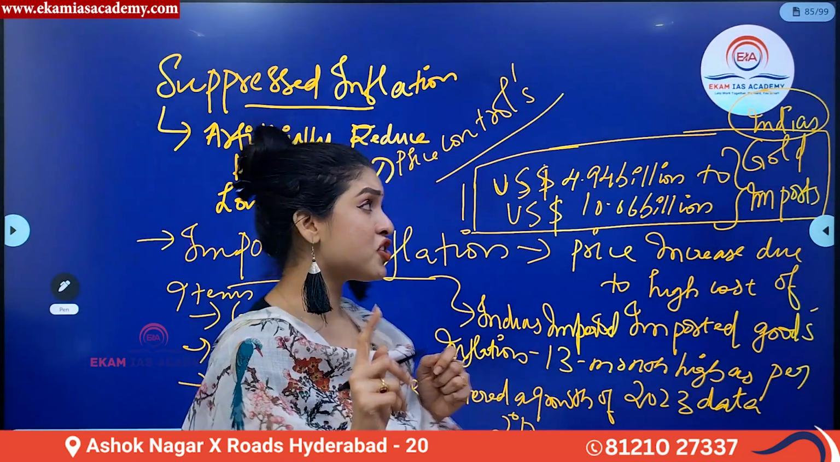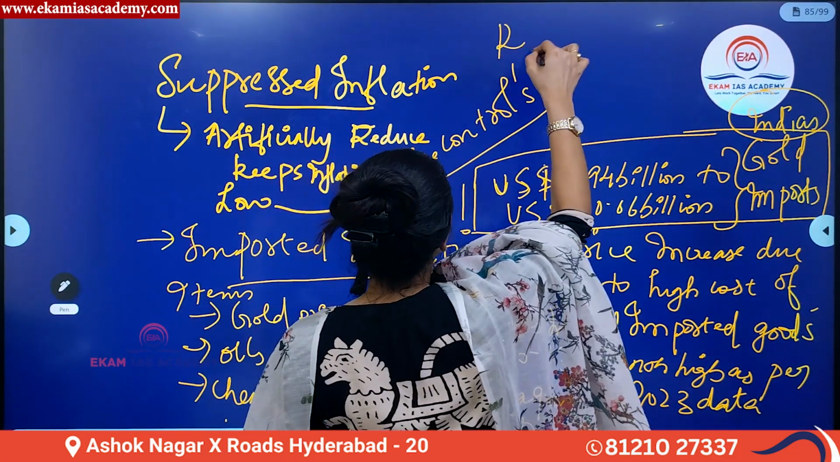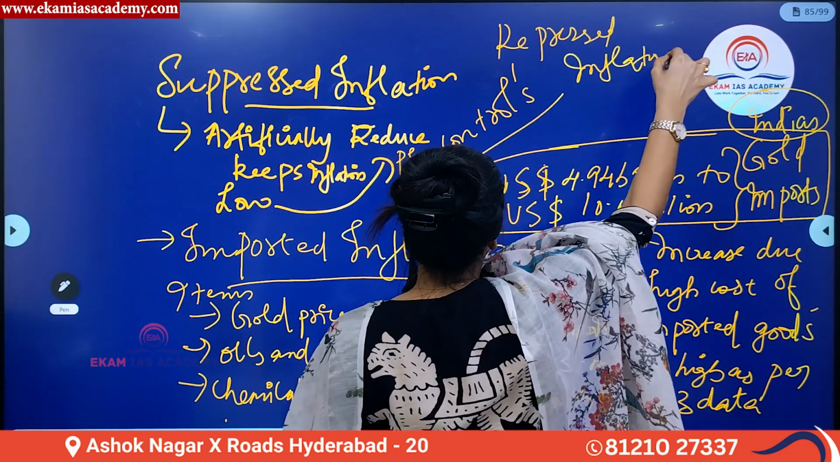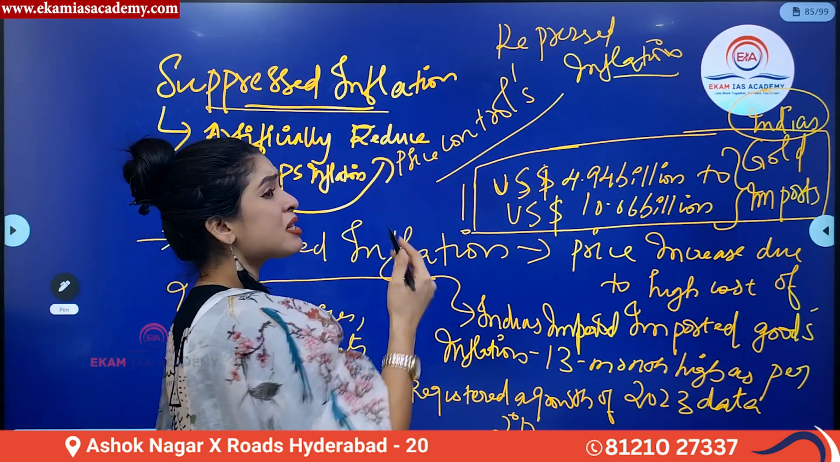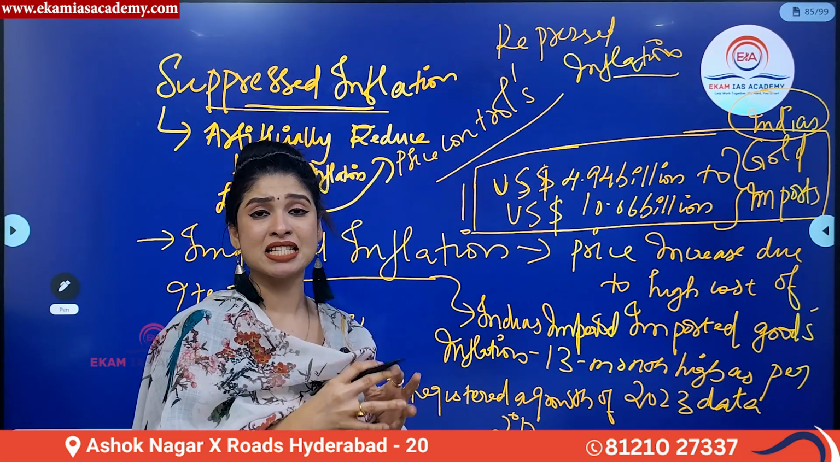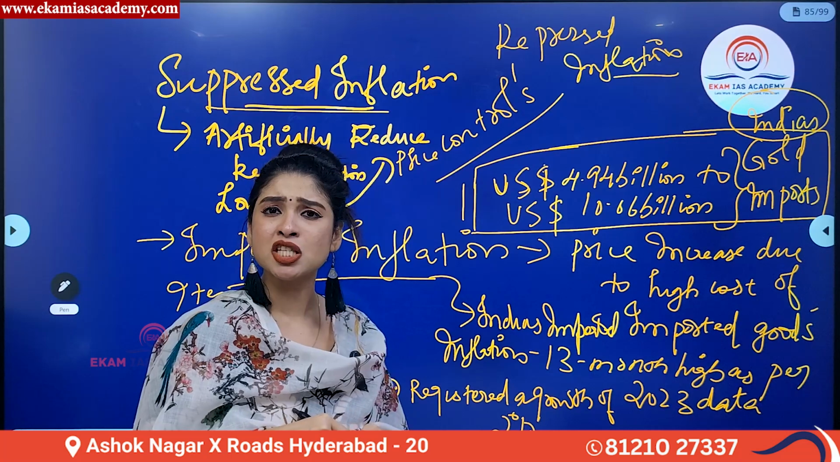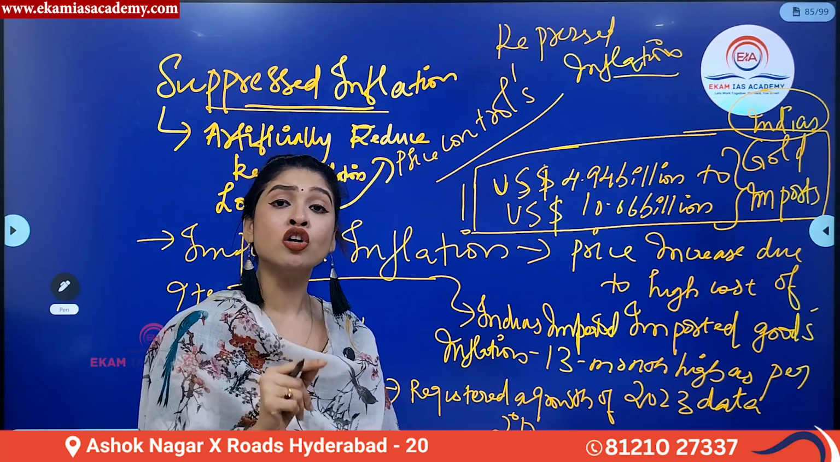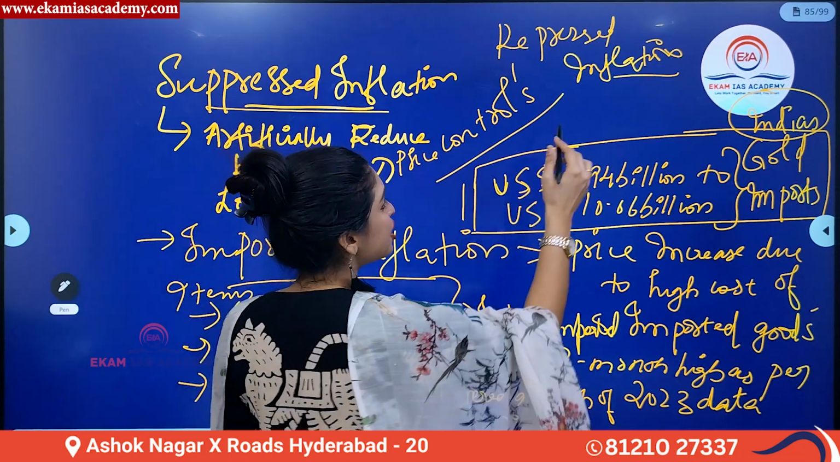This suppressed inflation is also called repressed inflation. This is another terminology for suppressed inflation. Now, during the suppressed inflation, when the government is artificially trying to keep the prices at a lower rate, do you think it is good for the economy? Definitely no. This suppressed inflation can also lead to economic distortion.